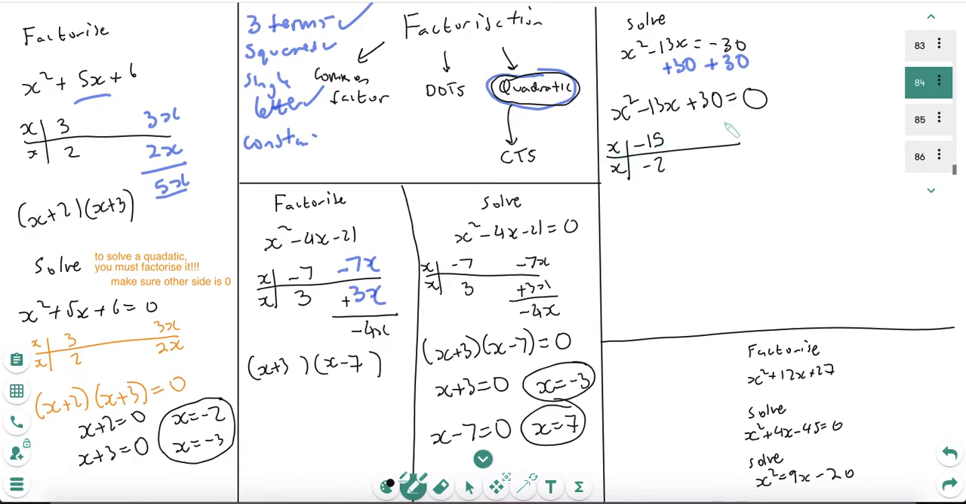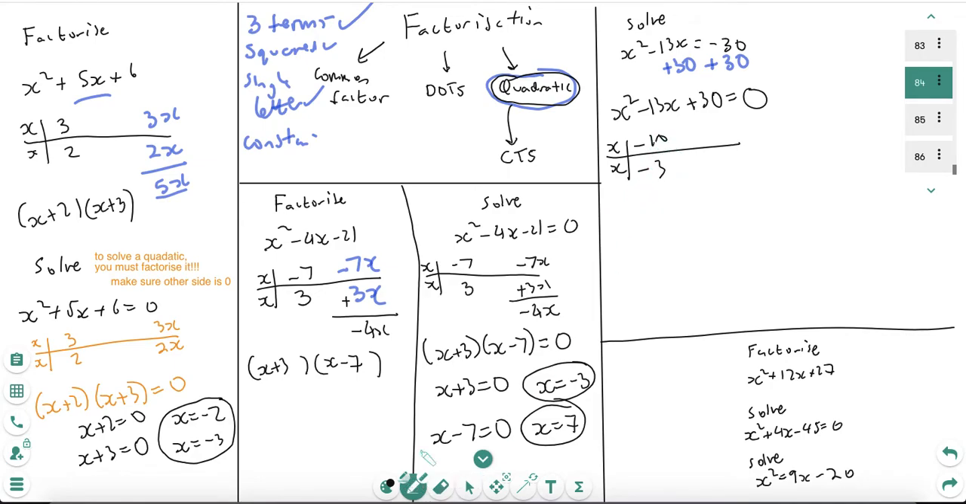Let's combine it now. X times negative 15 is negative 15x. X times negative 2 is negative 2x. Let's combine those. Negative 15 minus 2 is negative 17x. Close, but not quite. Let's try, I don't know, negative 10 and negative 3.